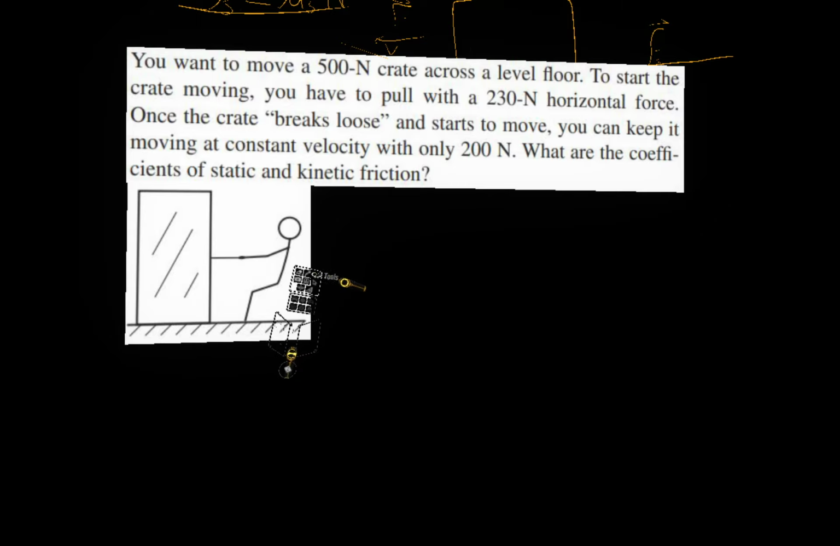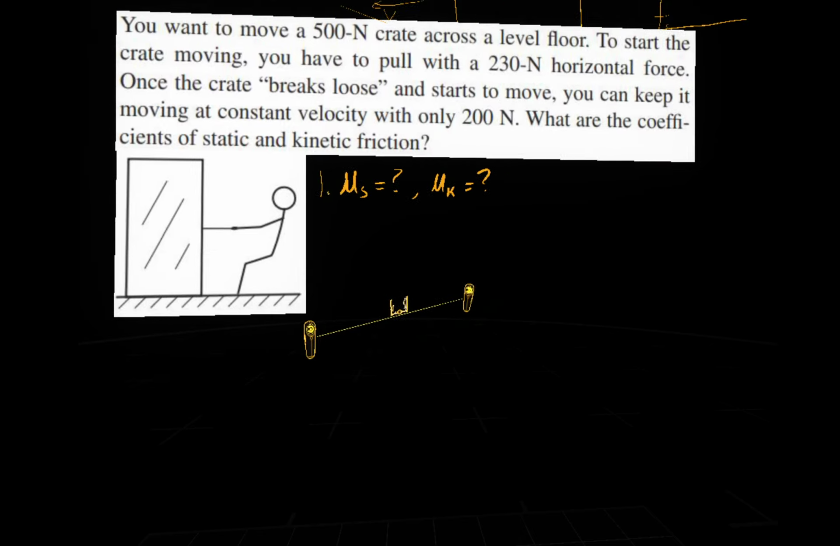So we're going to go through our process again. Just start in this color. So one, what are we trying to solve for? We're trying to find mu sub s equals what? And we're trying to find mu sub k equals what?